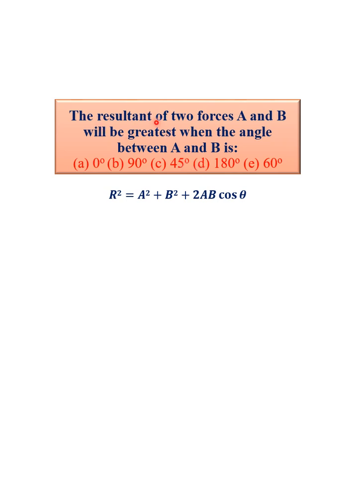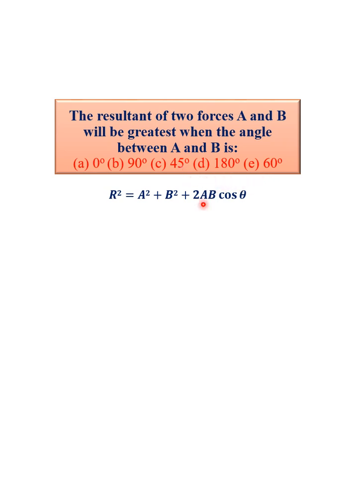This question is very simple. Watch. It says the resultant of two forces A and B will be greatest when the angle between A and B is, these are the options to choose from. We have 0 degrees, 90 degrees, 45 degrees, 180 degrees, and 60 degrees.